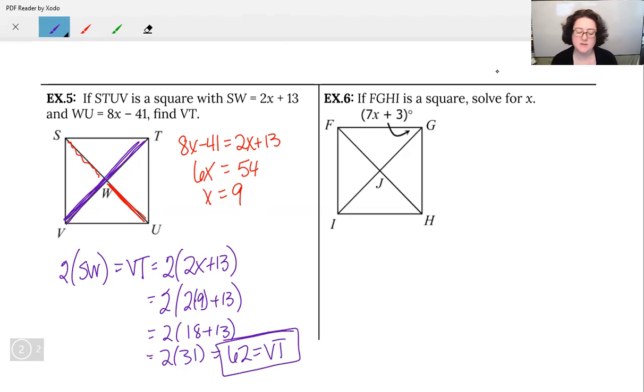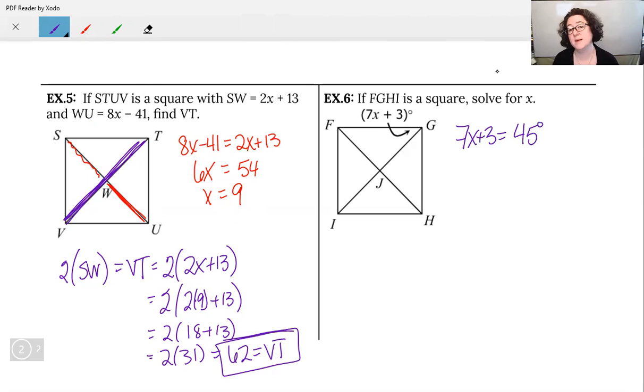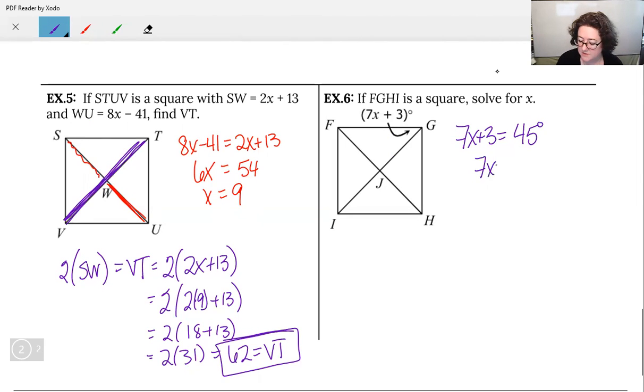If FGHI is a square, solve for x. So 7x plus 3 is pointing to just the top portion of the angle, which means what is that angle measure supposed to be? Don't forget all of your vertex angles. The full angle is 90 degrees, but it is cut in half. So that means that 7x plus 3 is equal to 45 degrees, just like the bigger example 4 that we did. So then just solve for x. We don't have to plug back in for this one. So subtract a 3 from both sides gives me 42. And that means 42 divided by 7 gives me 6. So x equals 6.